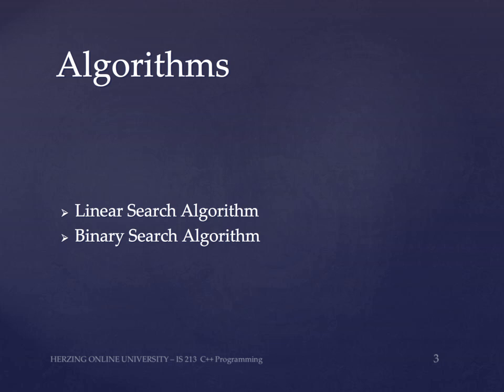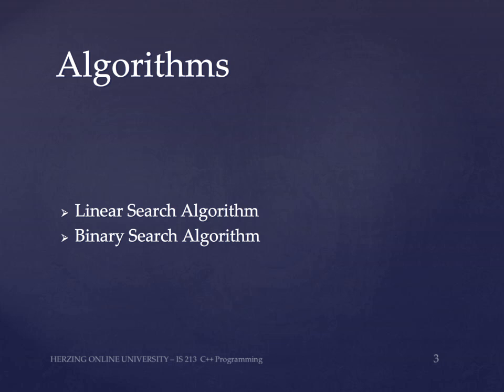Linear search algorithm. Set found to false, then set position to -1, and then set index to 0. Then you loop while index is less than the number of elements and found is false. If list[index] is equal to the search value, found is true, set position to index, end if, and then add 1 to index. You end your loop and then you return your position.